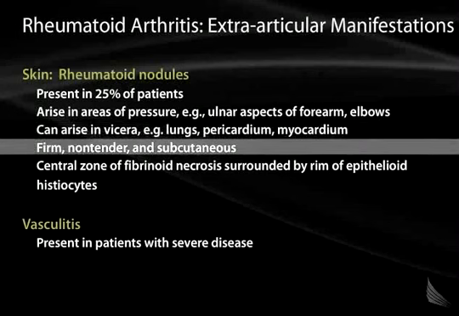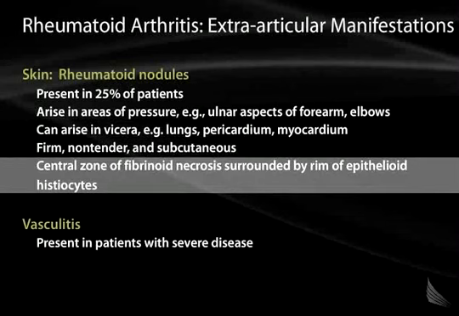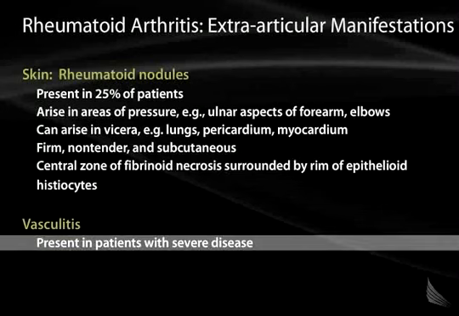They appear grossly as firm, non-tender, subcutaneous nodules that, when looked at histologically, have a classic feature of a central zone of fibrinoid necrosis surrounded by a rim of epithelioid-appearing histiocytes. Also, the blood vessels can be affected in rheumatoid arthritis with the presence of a vasculitis, often seen in patients who have very severe forms of this disorder.